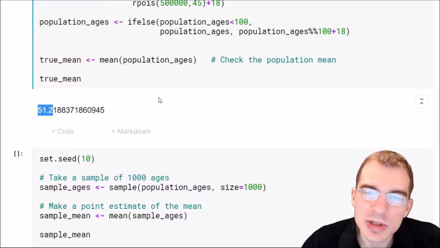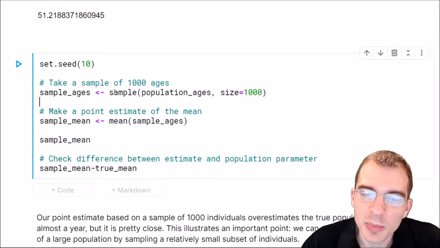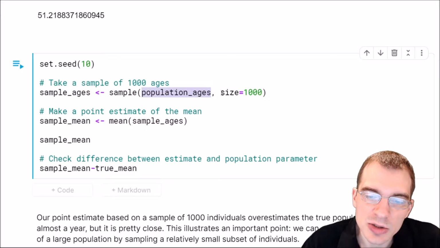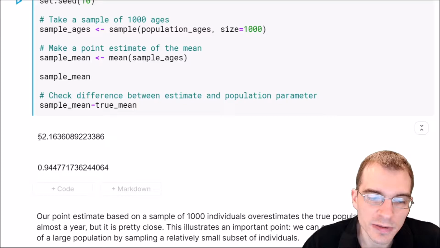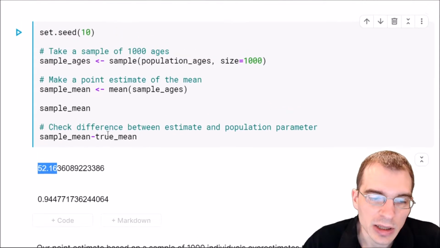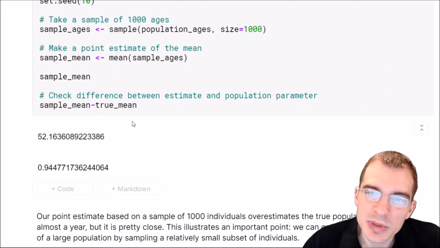So now we're going to take a sample from this data set and check what the average is again. So basically, we're going to set a new seed. We're going to take a sample from our population ages. The sample size will be 1,000 people. We'll save that as our sample. Again, we're going to take the mean, store it, and we'll print it out. And then we're going to also check the difference between our sample mean and the true mean by subtracting that. So we'll run that and see that the sample average was 52.16 years old. That's a bit older than the true average of the population. But since we drew a random sample, we just happened to get more people that were above average.